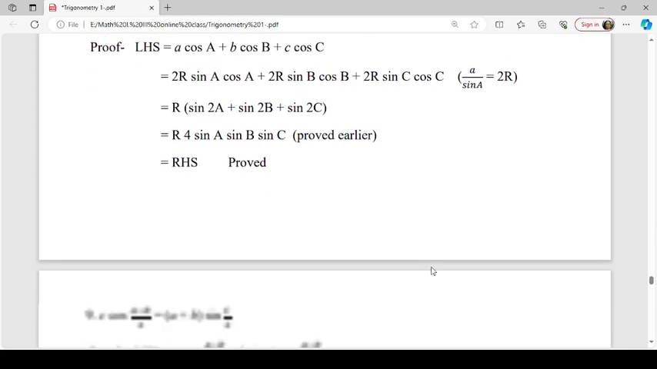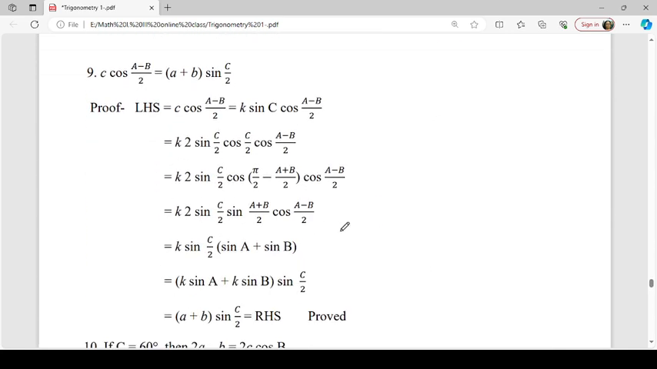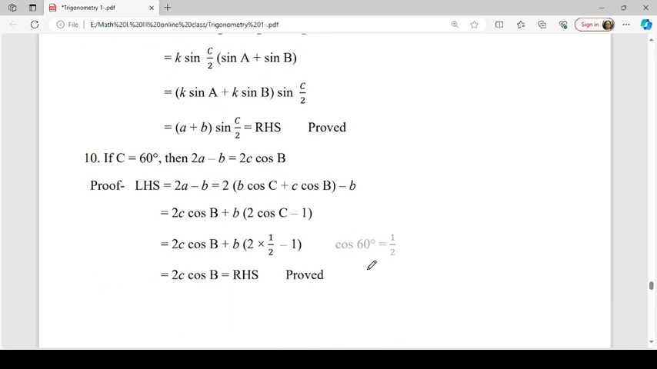Then this is also another thing. In place of c we write k sin C. So sin C we write as 2 sin C by 2 cos C by 2. This C by 2 is pi by 2 minus (A plus B) by 2, cos (A minus B) by 2. So this one. Next one. These are very simple things. Most of the things we are applying are the sine rules and cosine rules.